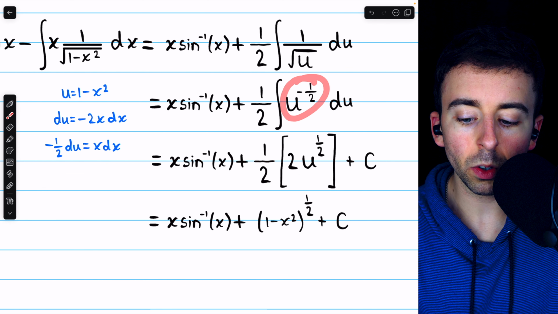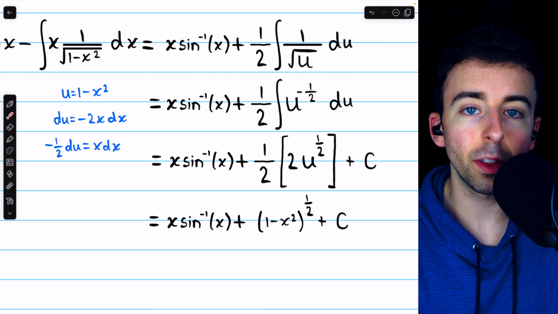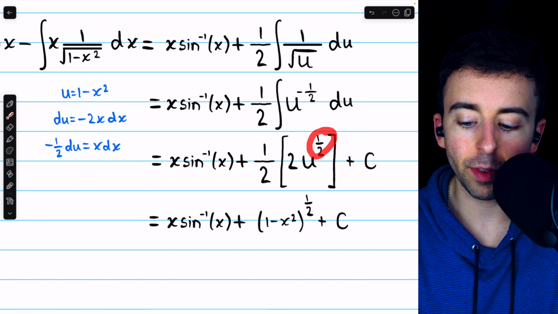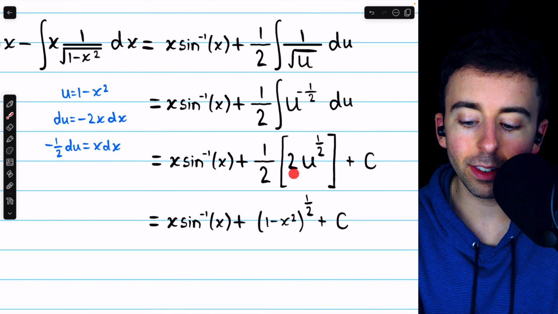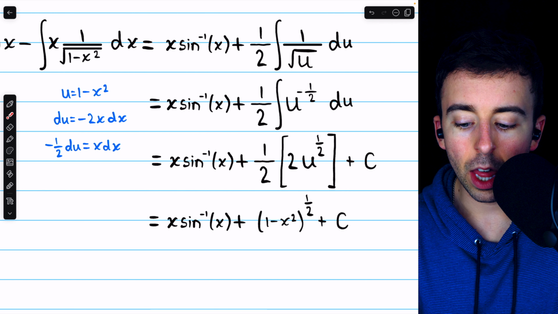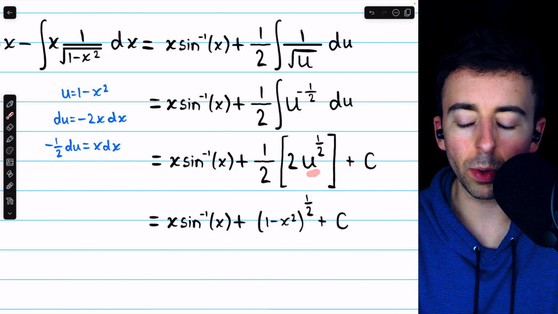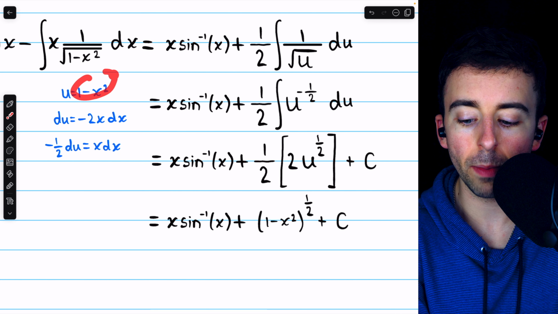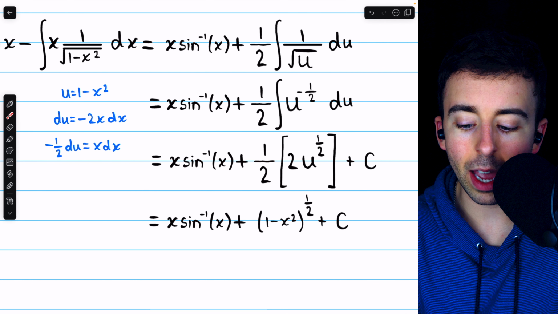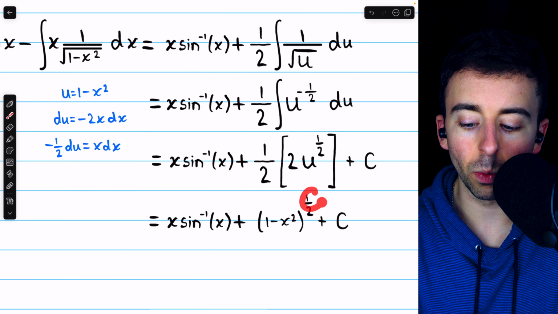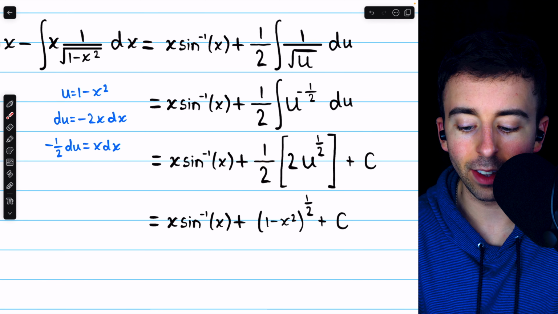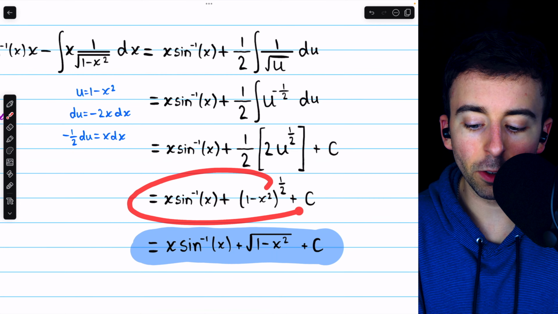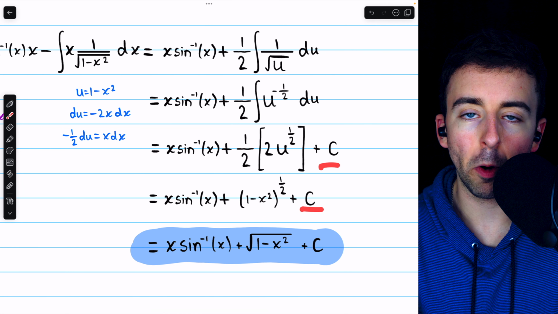Applying the power rule, we increase negative 1/2, the power, by 1 to positive half, and then divide by that new power. Dividing by 1/2 is the same as multiplying by 2. Then we replace u with what we set it equal to, which was 1 minus x squared. Thus, we have 1 minus x squared to the 1/2. The 2 and the 1/2 there cancel out. And so we're right here. That's the integral. Of course, we also have the arbitrary constant.